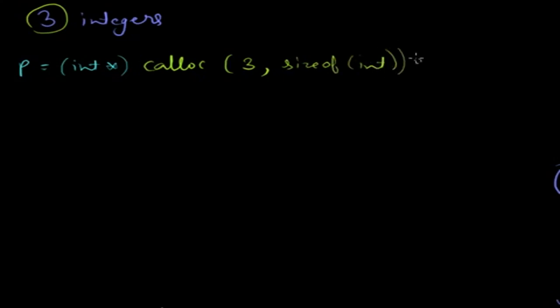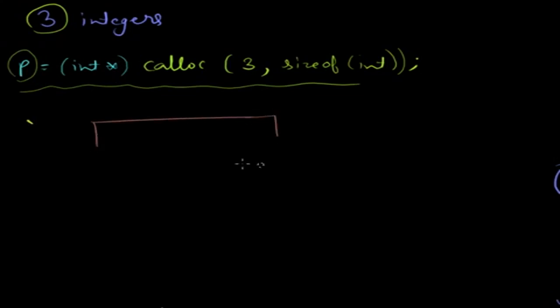So this way you can allocate memory for 3 integers. Now, what it does is, let me draw the memory layout of how calloc allocates memory. It allocates 3 blocks of memory, each of them containing an int. Now when you just say p, p actually points to the first block, right? It returns the address of the first block.